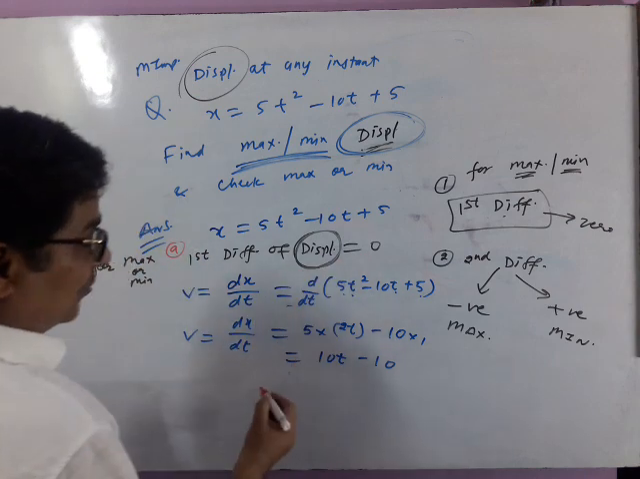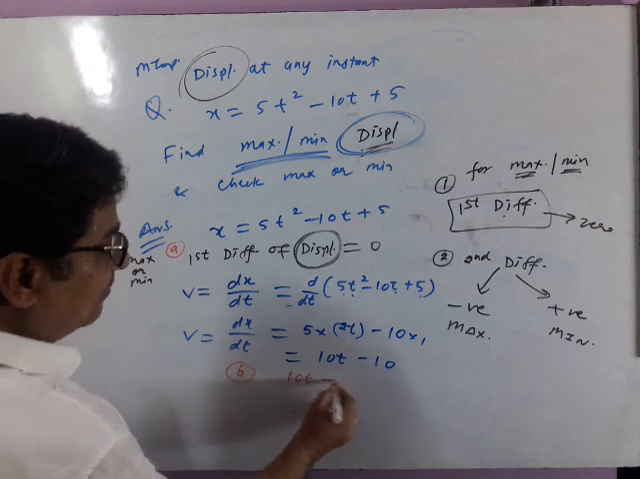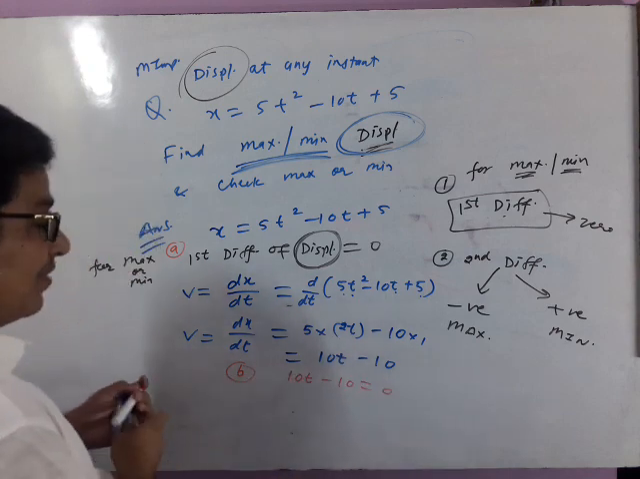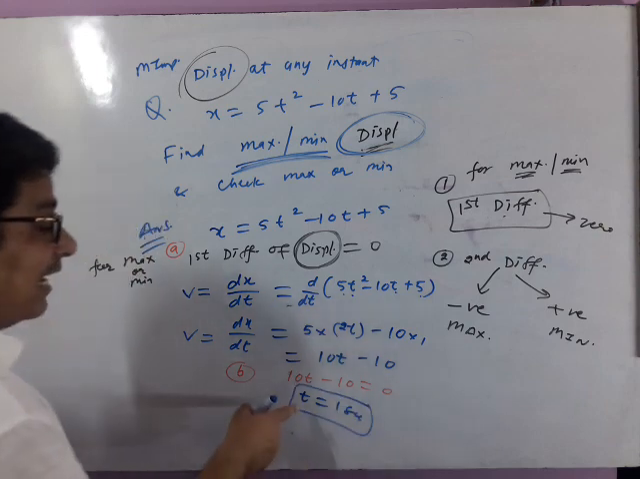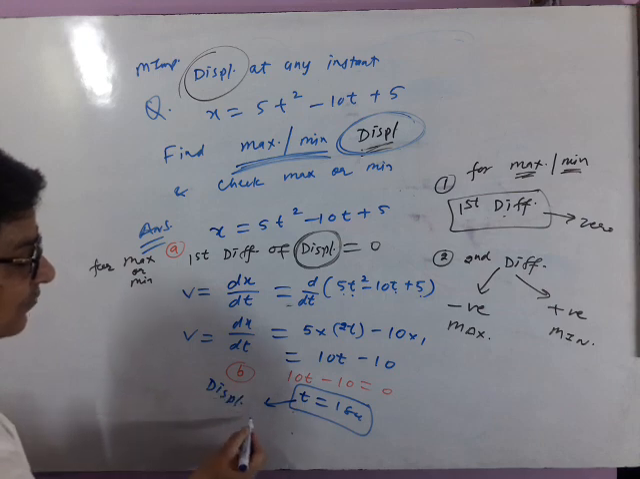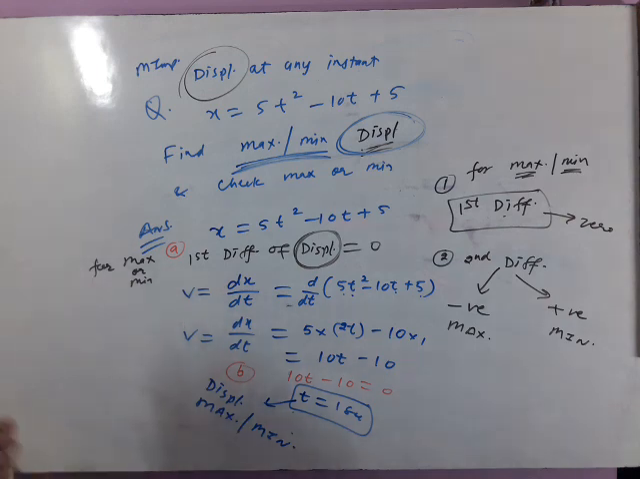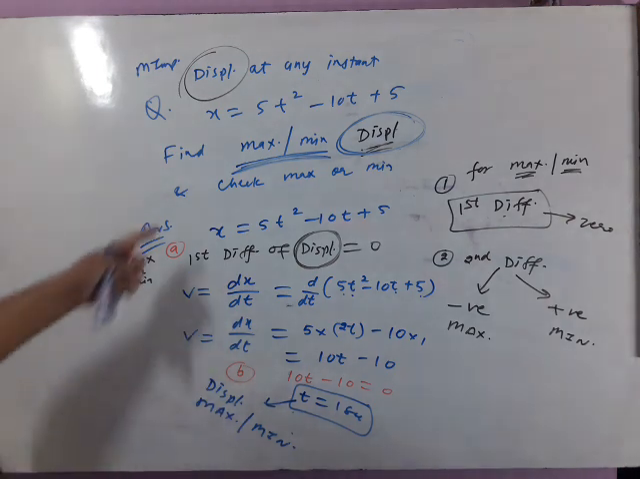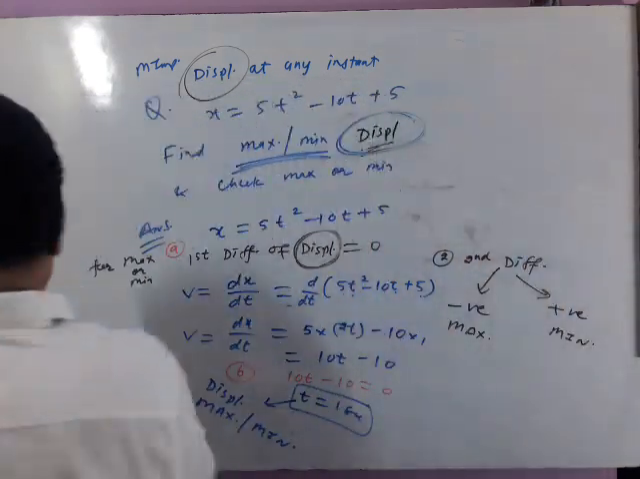Now put it equal to 0. So we are putting this 10t minus 10 as 0. So time comes out to be 1 second. That means at 1 second, displacement will be either maxima or minima.